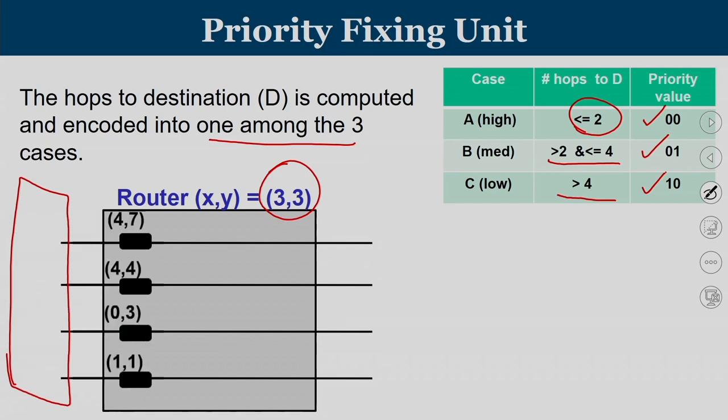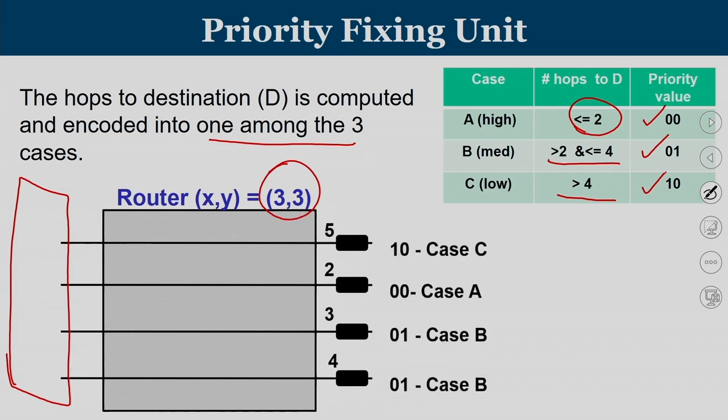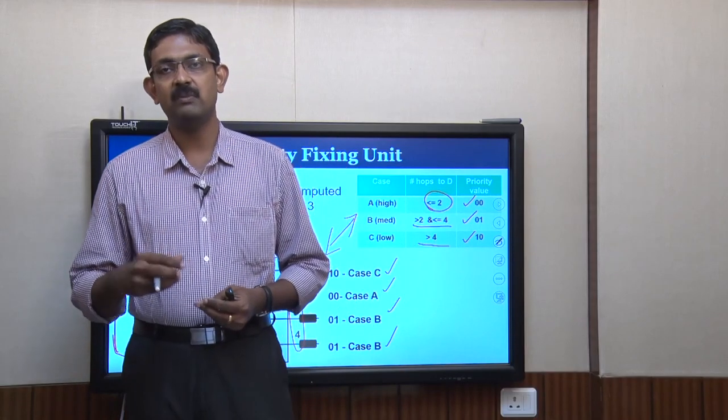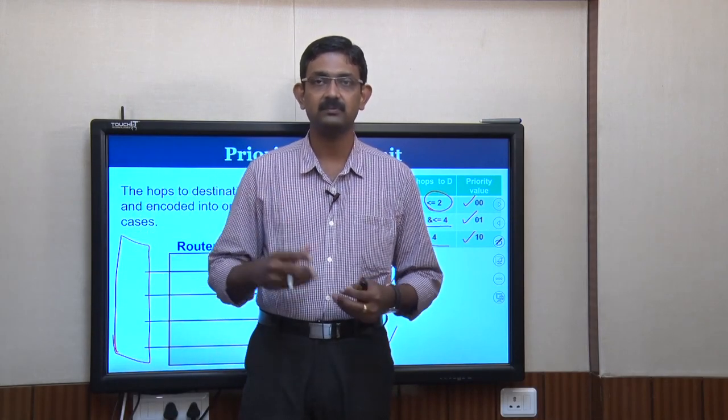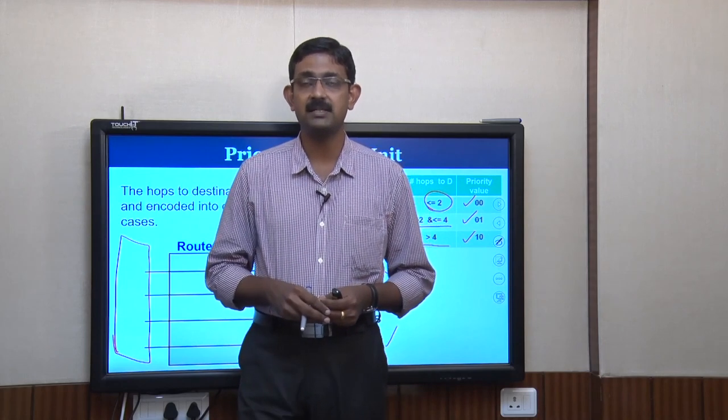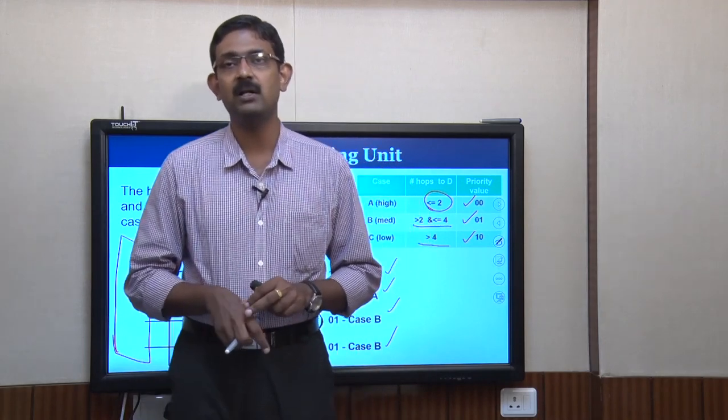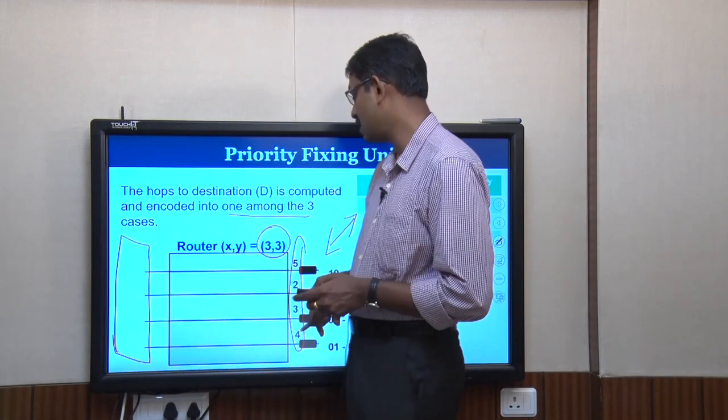So, you have 4 flits that are coming. These 4 flits, upon passing through the router, you are going to find out the number of hops. What you see here is the number of hops, and upon referring to the table, these flits are categorized as category C, A, B and so on. Case A is the highest priority, case B is the medium priority and case C is the lowest priority. So, whenever the flits are coming into the priority fixing unit, from the destination address that is stored on the flit, the destination number is extracted and hops to destination is computed, and a 2-bit priority value is assigned to them.